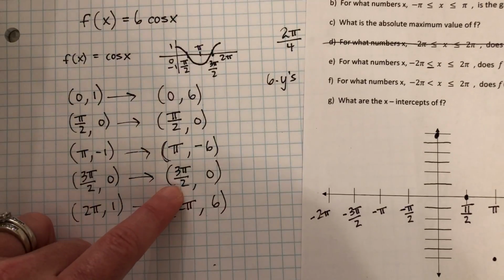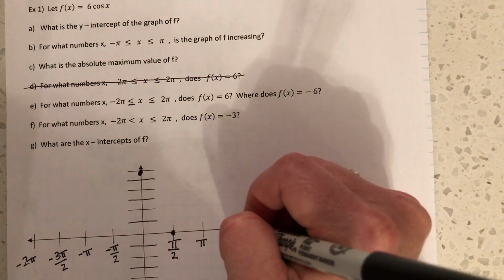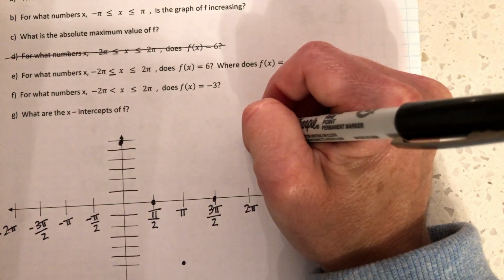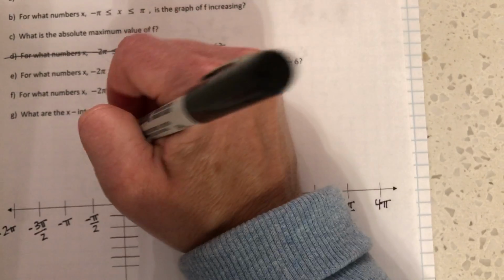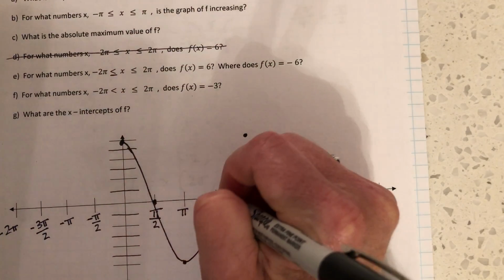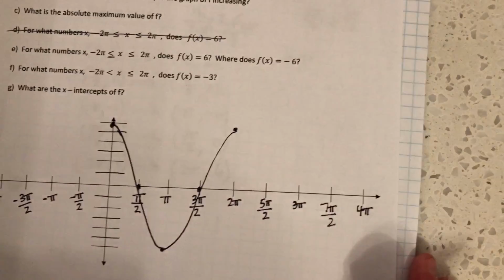Then you graph 3 pi over 2, 0. And then you graph 2 pi, 6. So again, the period is still 2 pi because we didn't change the x's, but now your graph looks like this on one cycle. It goes from 6 to negative 6, okay? And then again, the next ones are going to repeat again.